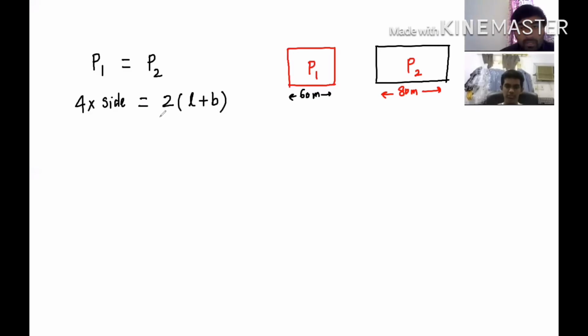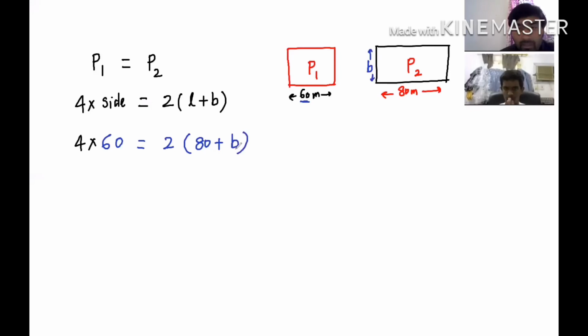Now the 4 will be as it is, and the value of the side is given to us as 60 meters, so put 60 here. This 2 will be here. Now length plus breadth: length is given as 80, so put 80 here, and plus breadth. This is breadth, so put B here.